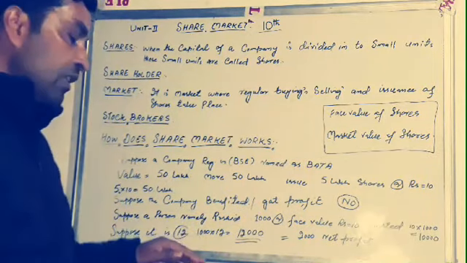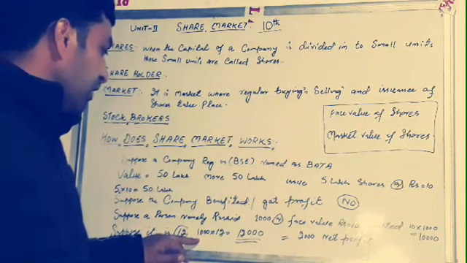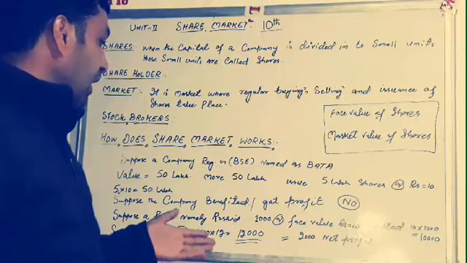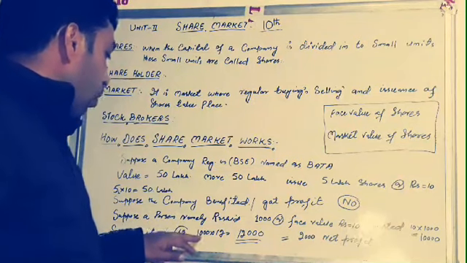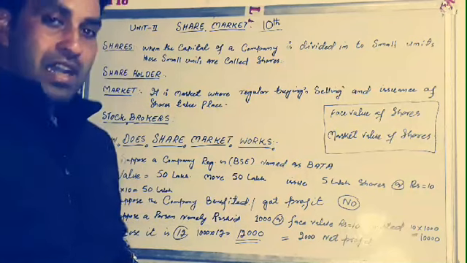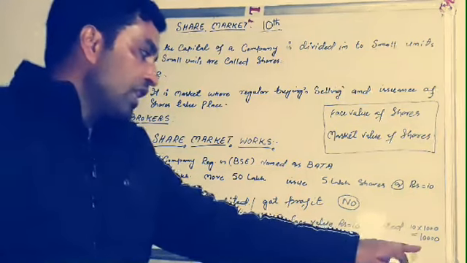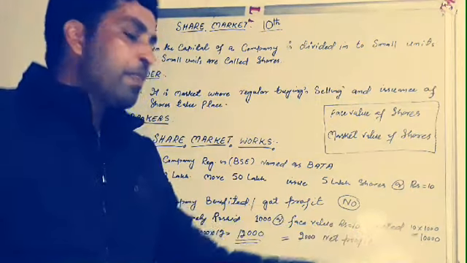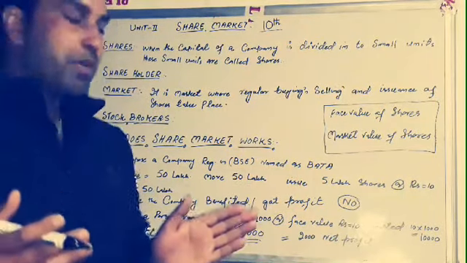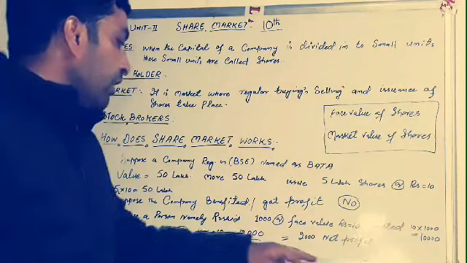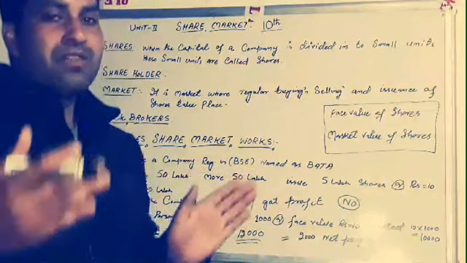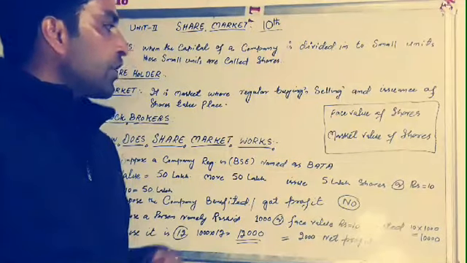He has 1000 shares at his disposal. He can sell these shares at the rate of rupees 12. That is, 1000 into 12 is equal to 12,000 rupees. Earlier, he invested 10,000 rupees into the company, and now he got 12,000 from the company, and in this way he got 2,000 rupees net profit by investing into the share market.